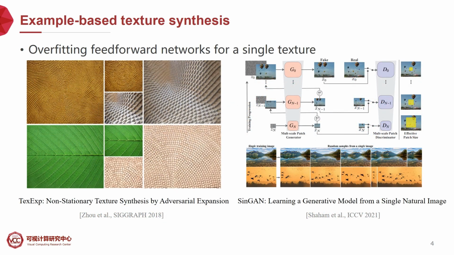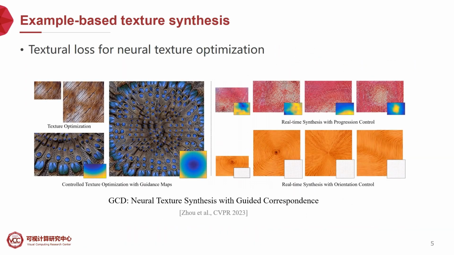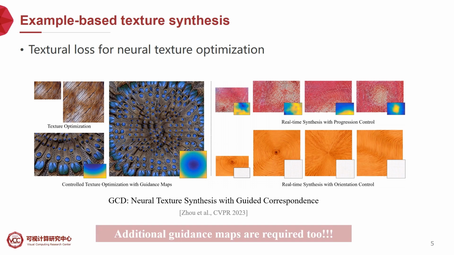Recent advances in deep learning have enabled feed-forward networks to overfit to a single texture. However, these techniques suffer from long training times, a lack of controllability, and limited editing capabilities. More recently, textural losses have also been proposed for neural texture optimization, but additional guidance maps are still required for non-stationary texture synthesis.